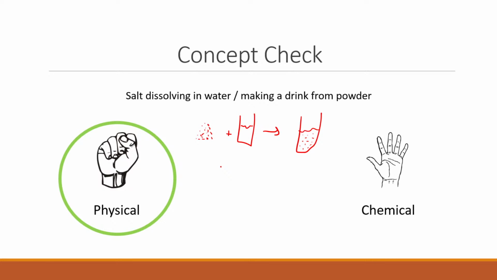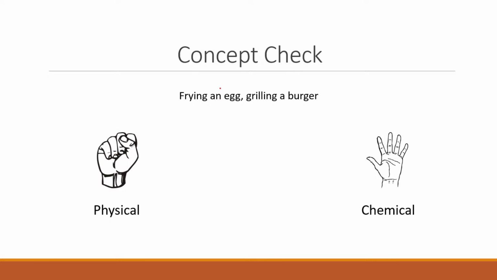And then what about frying an egg, grilling a burger, cooking? Can all physical changes be undone? To an extent, yes. Right, the idea of cooking, the process of cooking, no matter what it is that you're cooking, unless maybe it's sushi, is a chemical change.